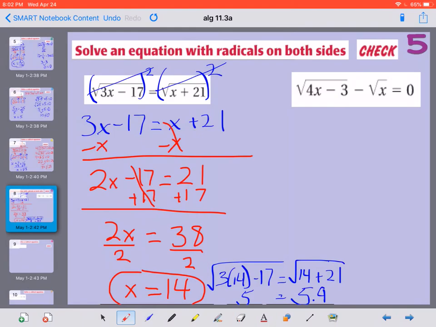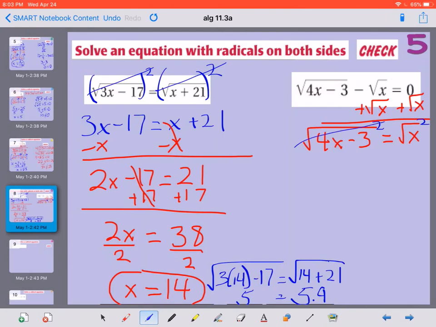Here for this one, I have 2 radicals. Now what I want to do is get a radical on both sides. So what I'm going to do is add the square root of x to both sides. So I'm going to get the square root of 4x minus 3 equals the square root of x. Now I want to get rid of those radicals, so I'm going to square both of them. Then I'll get 4x minus 3 equals now just x.